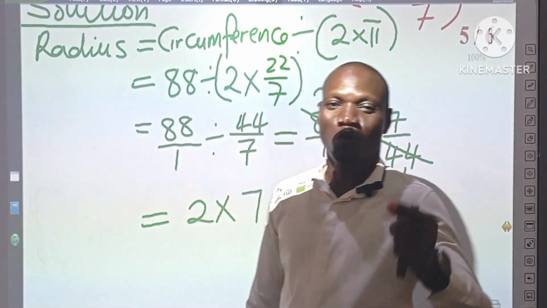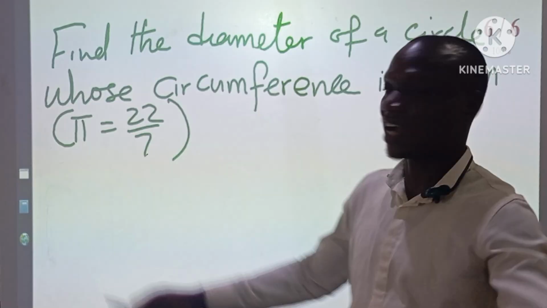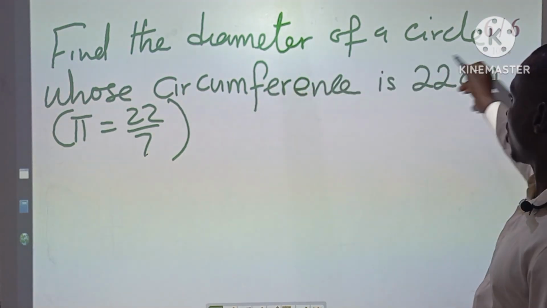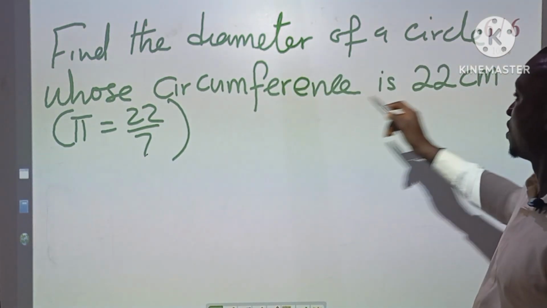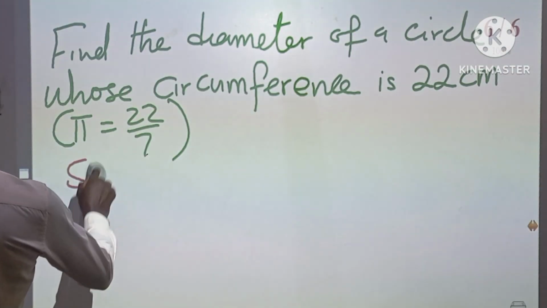And in this question, we shall be finding diameter when the circumference is given. Our second question for today reads: find the diameter of a circle whose circumference is 22 centimeters. So, solution.